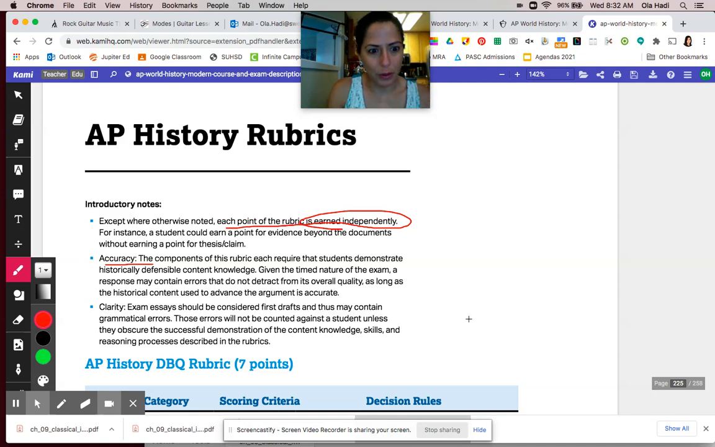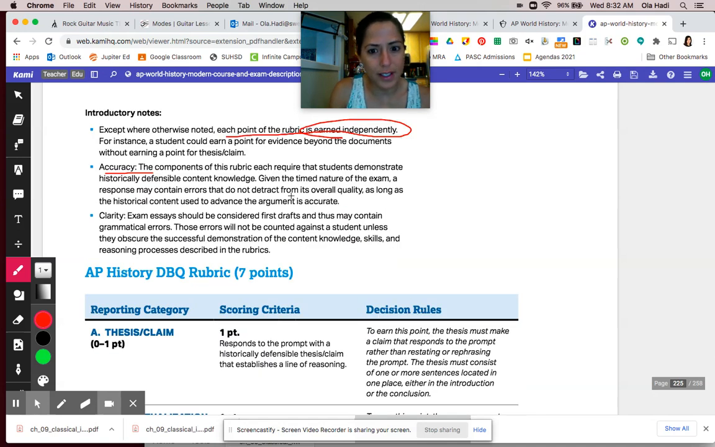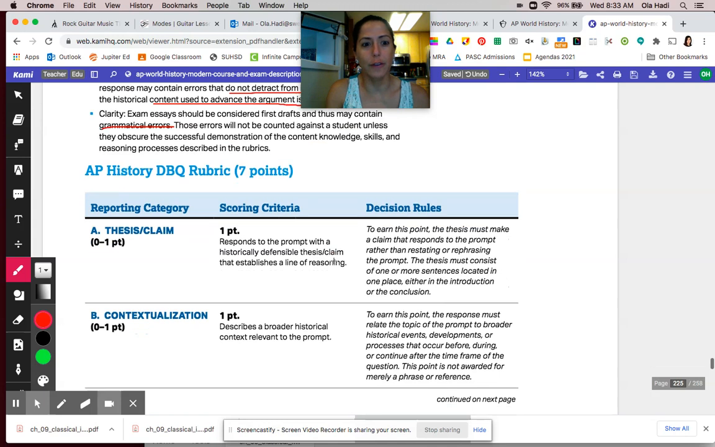Okay, it does say as long as the historical content used to advance the argument is accurate, it's okay if you have some errors. Okay, clarity. These exams are considered to be first drafts and might contain grammatical errors. Basically, they're not going to count it against you if you have a couple of small errors. Yeah, they're going to overlook that and focus on the important things.